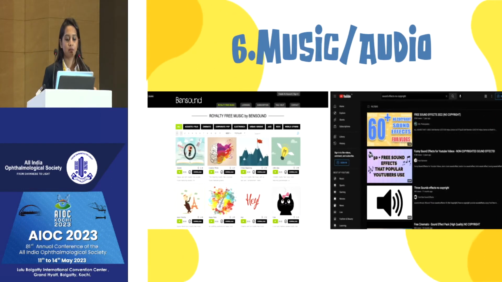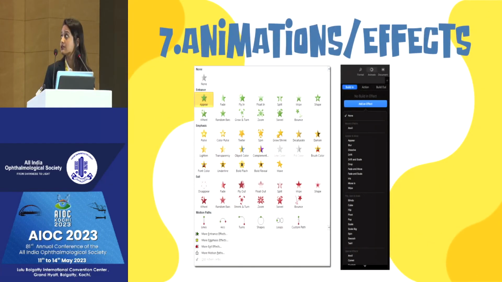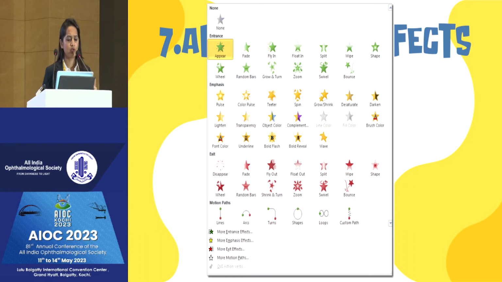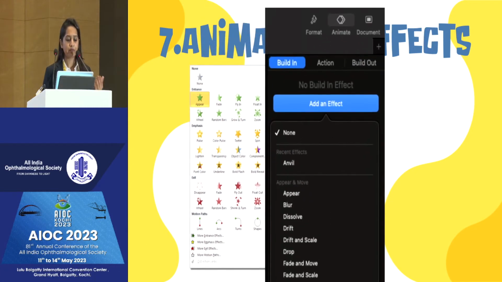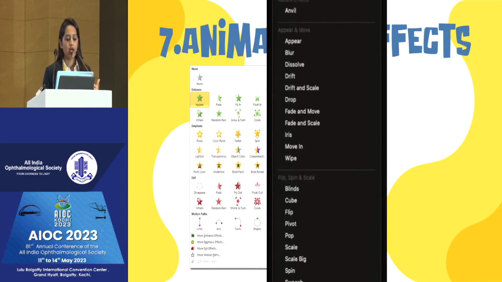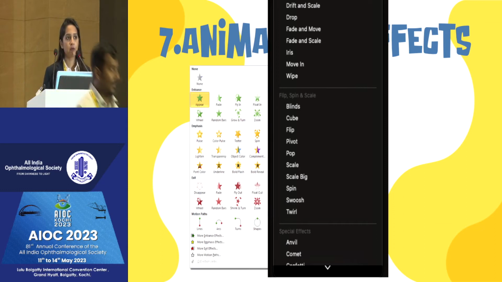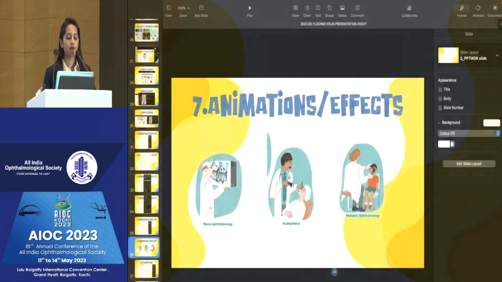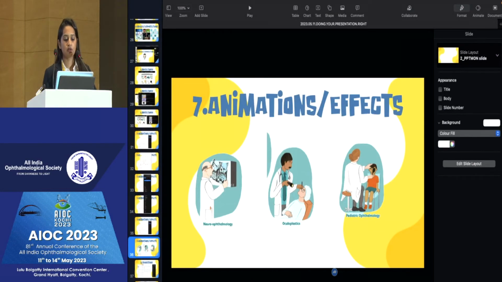Then the seventh step is the animations or the effects. There are multiple animation options available on PowerPoint and Keynote, so you have appear, fade. You can use any of those however you want, and you can build the animations and make them into a series, and accordingly you can apply them on the images or the text box however you want. Then coming to animations, we can apply these animations.